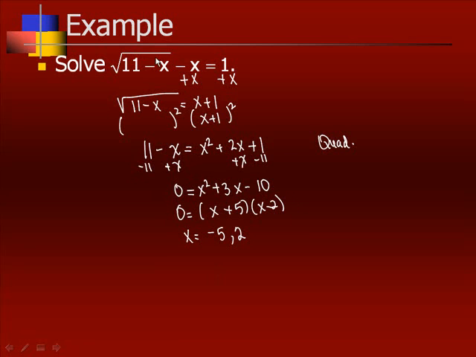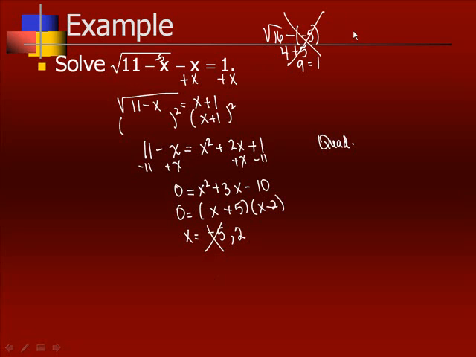Now let's check it. Does negative 5 work? When we plug in negative 5, 11 minus a negative 5 is 11 plus a positive 5, which is 16. So the square root of 16, minus a negative 5, so that's going to be 4 plus a positive 5, which is 9. 9 on the left side, 1 on the right side. That doesn't check, which means negative 5 is not a solution.